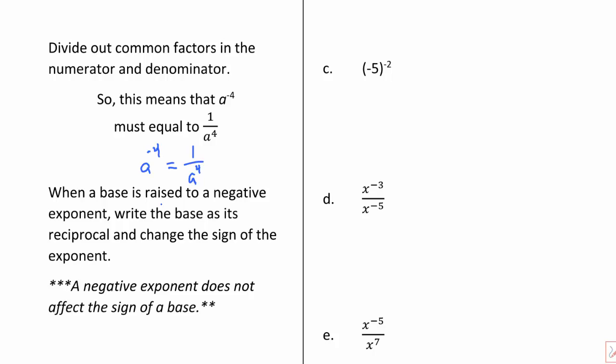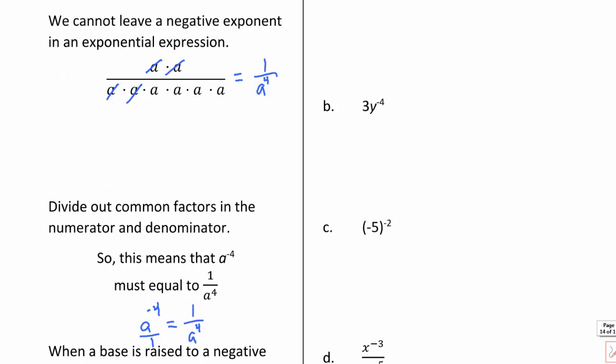This says when a base is raised to a negative exponent, write the base as its reciprocal and change the sign of the exponent. Notice a negative exponent does not change the sign of the base. What I like to say is when you have a negative exponent, it moves to the other side of the division sign. I can write this as over 1, and because it has a negative exponent, I move it to the denominator and change the sign of the exponent to positive. Anytime it flips to the other side of the fraction, the exponent flips signs as well. Only the exponent changes its sign.